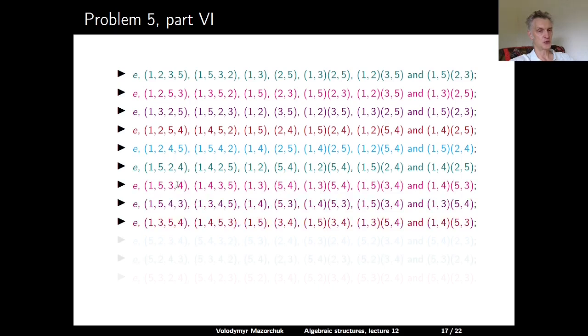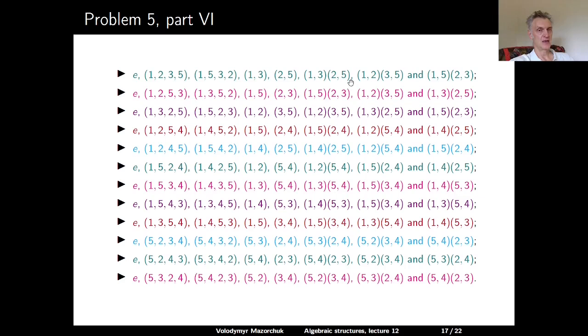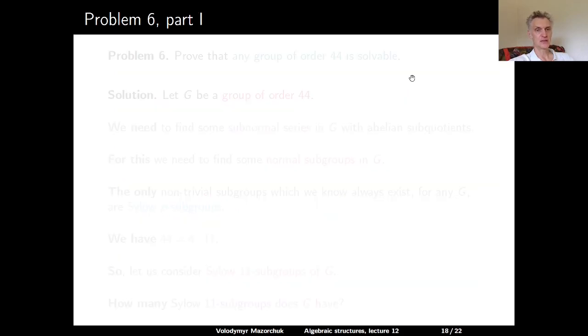And then we can change 2 into 5. And then we can change 1 into 5. And then we get all other subgroups. And that's a complete list of all Sylow 2 subgroups in S5. This completes problem 5. Problem 6.